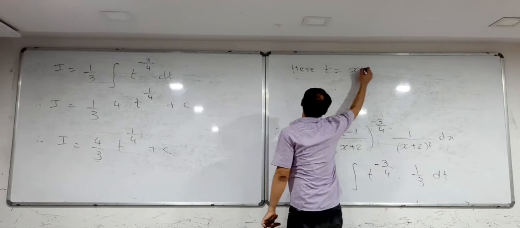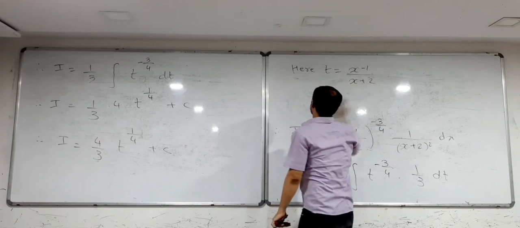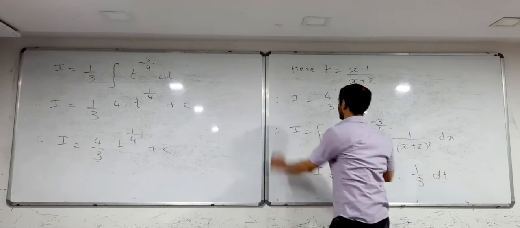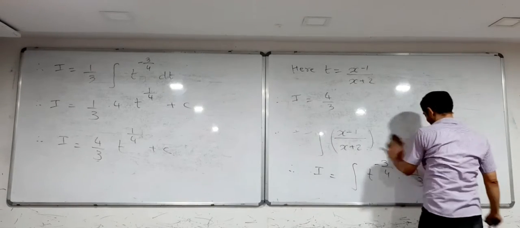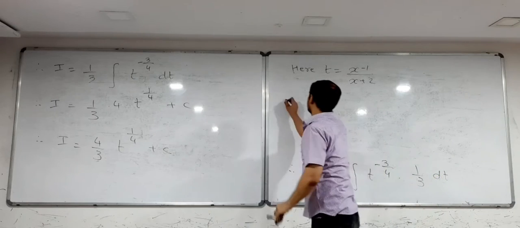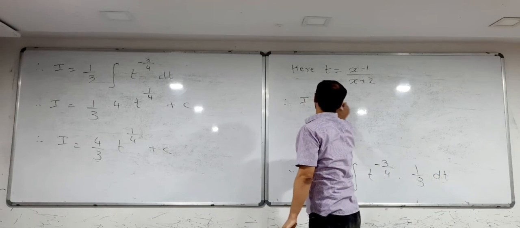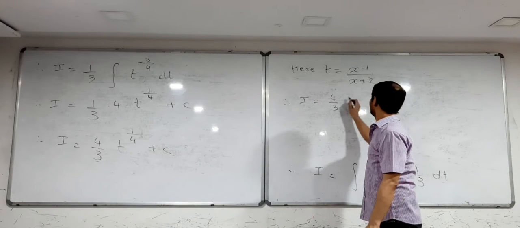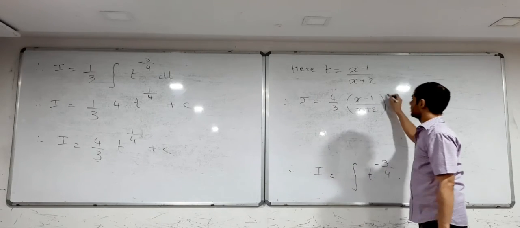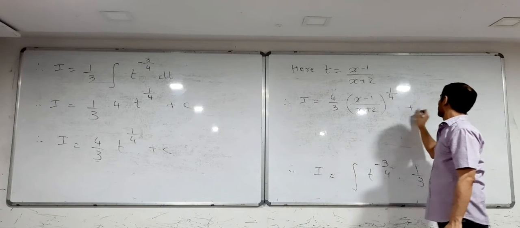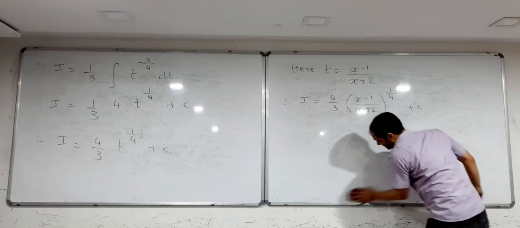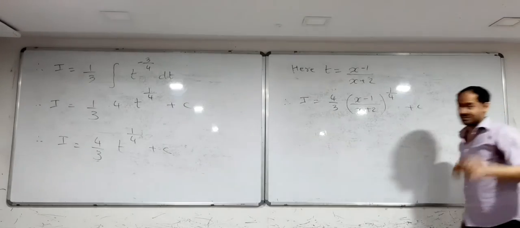Here t is x minus 1 upon x plus 2. So therefore I becomes 4 by 3 into t, that is, I is 4 by 3 into x minus 1 upon x plus 2 raised to 1 by 4 plus c. So now this finishes the answer of this question.